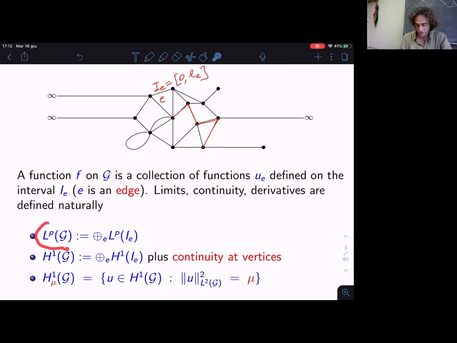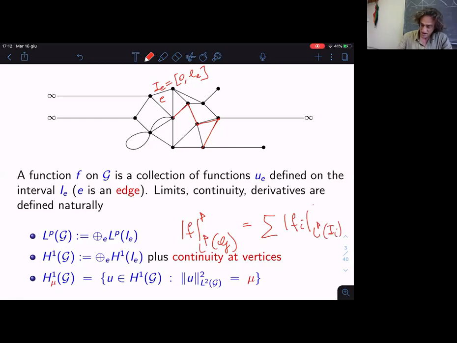So L^p of the graph G is nothing but the direct sum of all the L^p spaces of the edges, and the norm is immediately given if you have a function f in L^p on the graph. The pth power of the norm is nothing but the sum of the pth powers on the edges, where e is in the set of edges. So this is very natural.